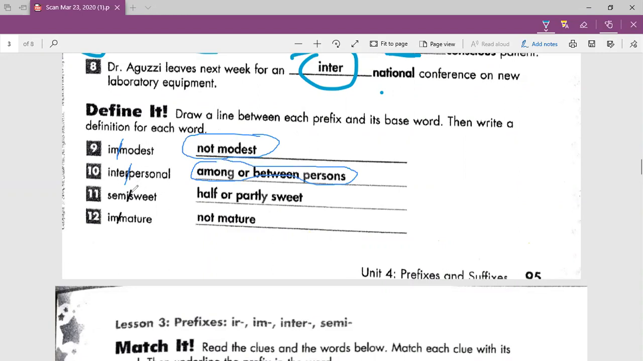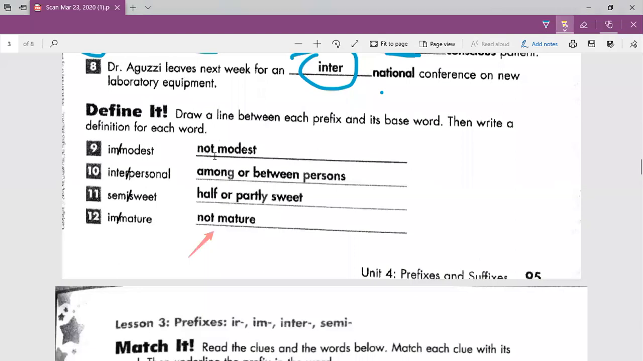Then we have semi-sweet, which means half or partly sweet. Exactly. And the last one is immature, not mature. Right, not mature. Let me clear this up for you.